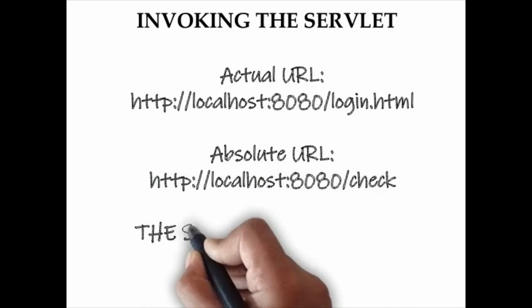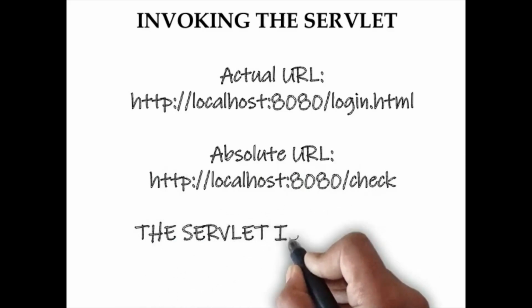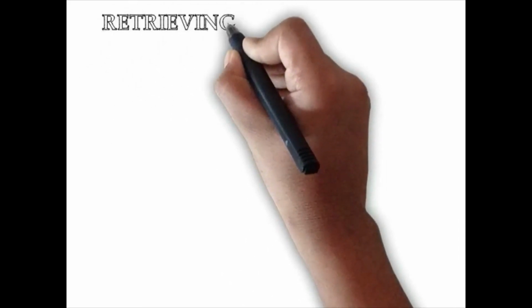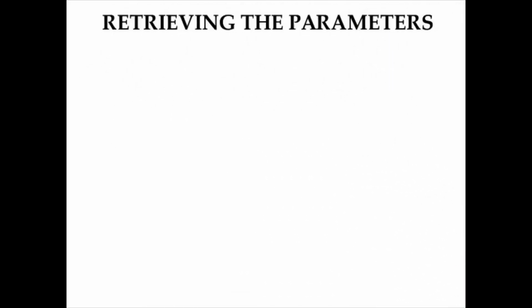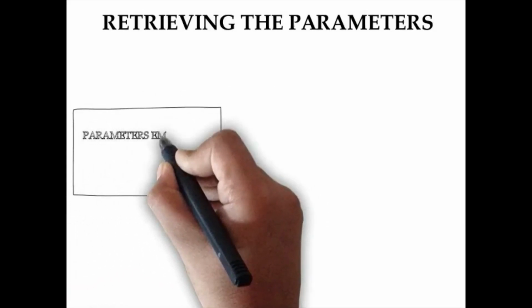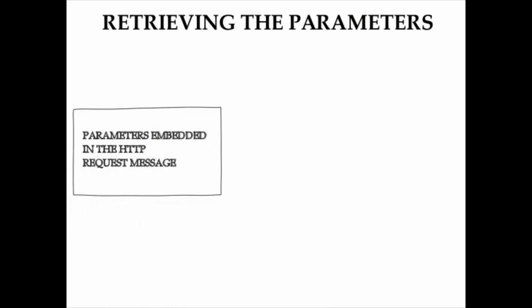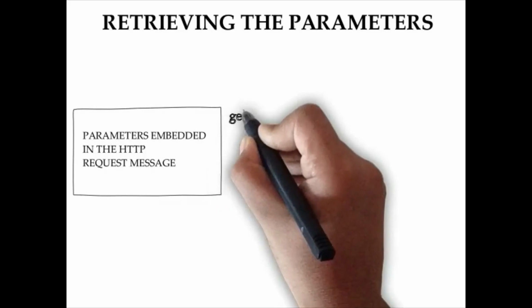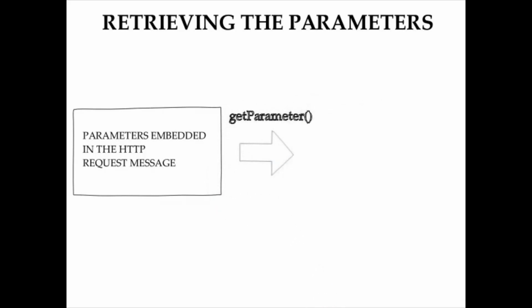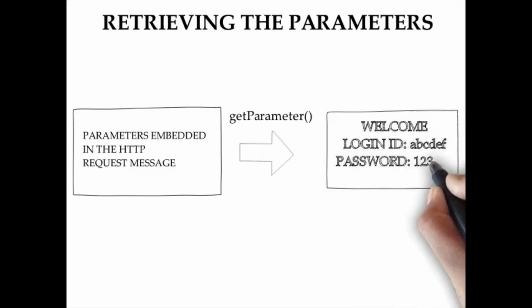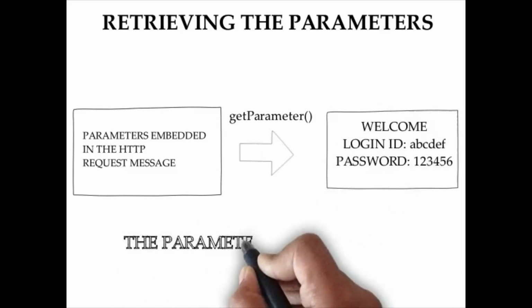So now the servlet is invoked and we will see how we can retrieve the parameters. To retrieve the parameters, what we have to do is to just get the parameters from the embedded body and show them onto your web page. For that, what you use is the getParameter method in the servlet. So once the getParameter method is used, the servlet will retrieve these parameters and show them on your web page, and hence the parameters are retrieved. And this is how you pass and retrieve the parameters in servlets.